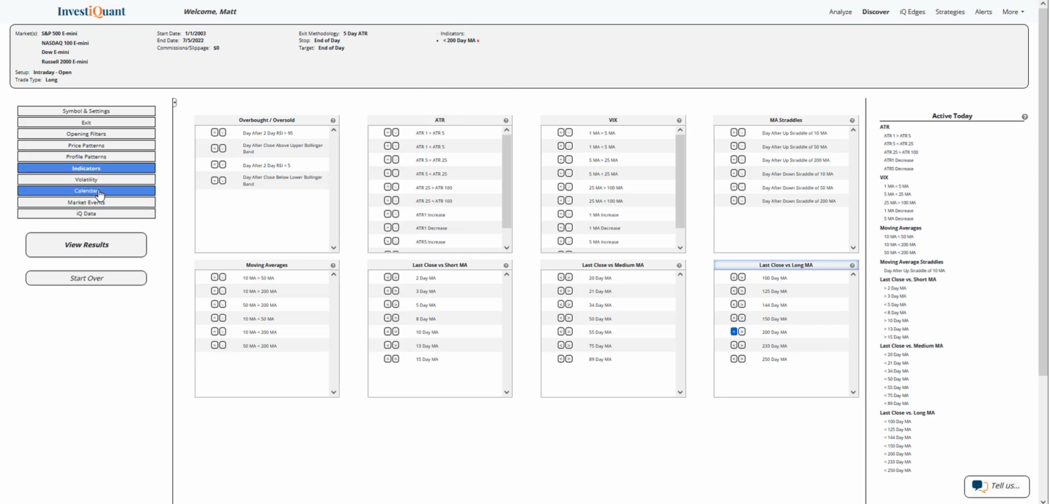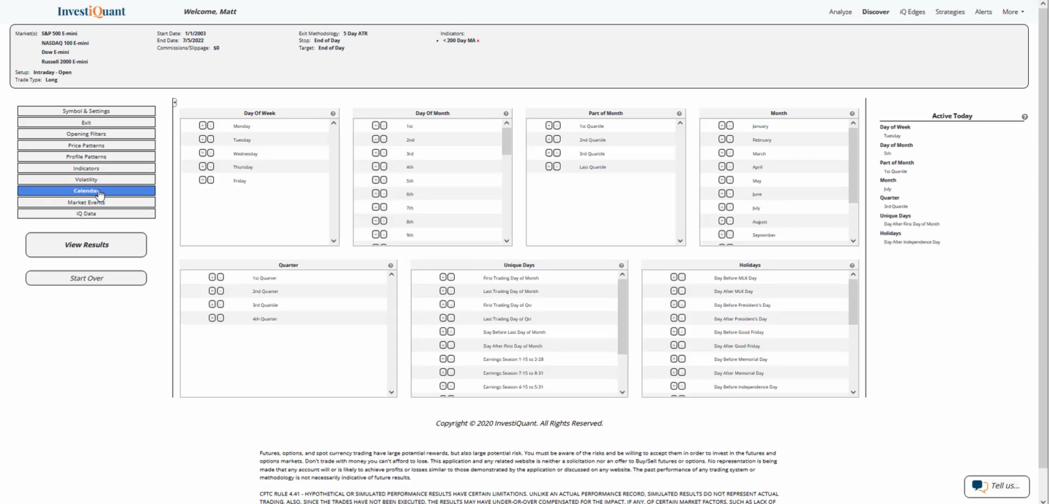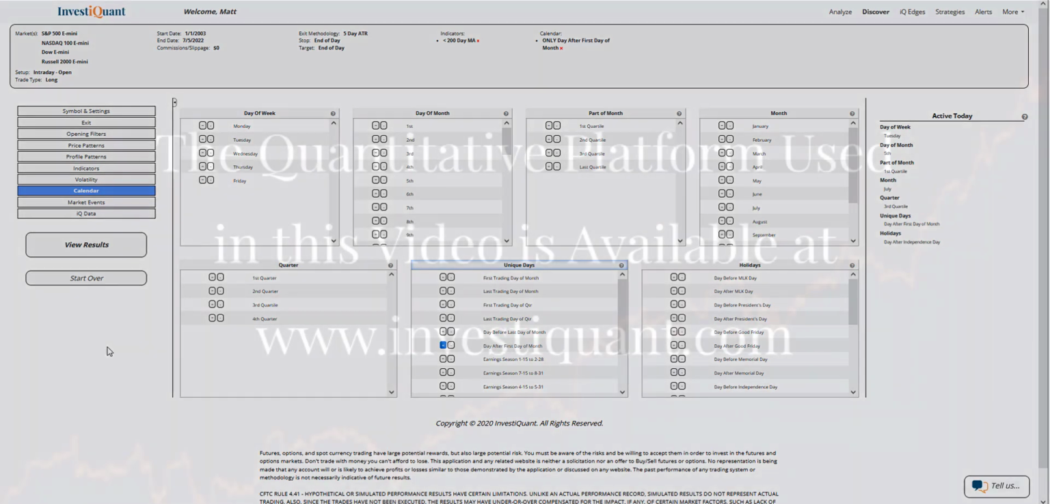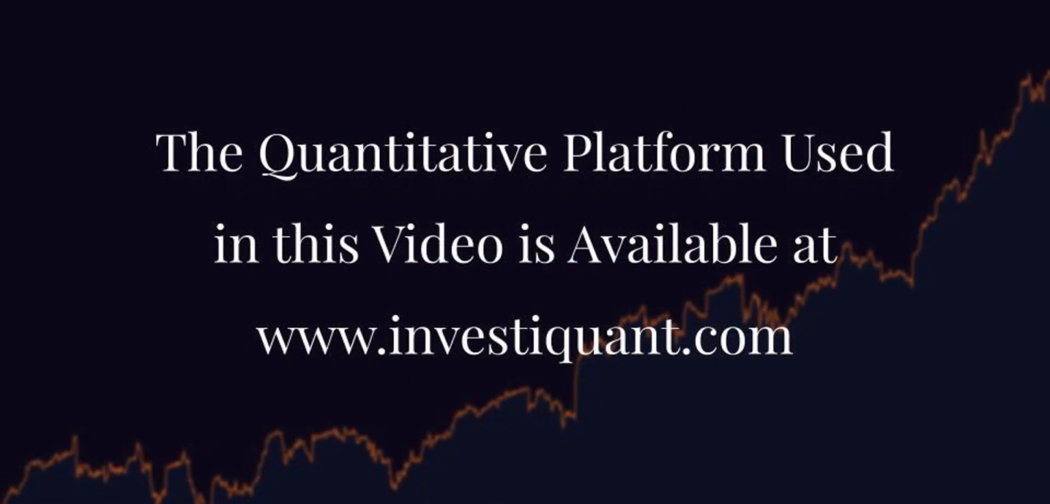The next thing I'm going to do is go to the calendar library, and I'm going to grab the unique day after first day of the month that's available here in the active today or unique day category right there. Either way will get us what we need, the day after first trading day of the month, and then I can click view results.